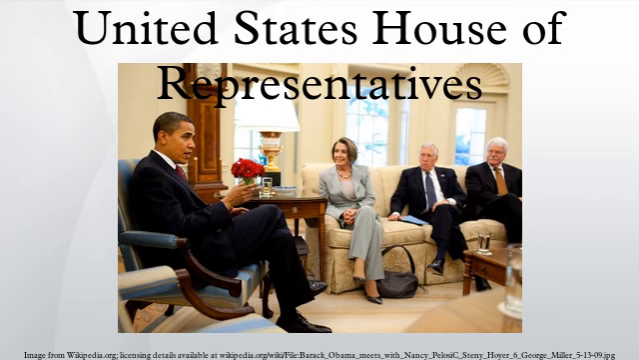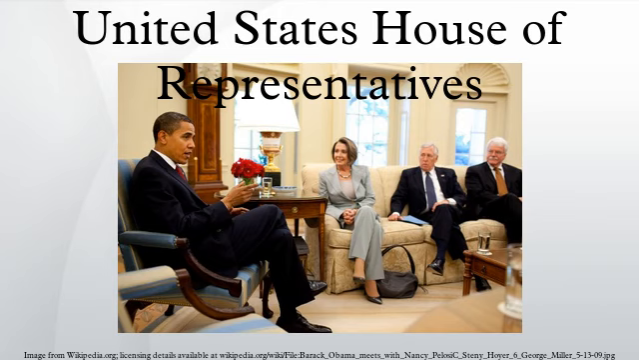Each U.S. state is represented in the House in proportion to its population as measured in the census, but every state is entitled to at least one representative. The most populous state, California, currently has 53 representatives. On the other end of the spectrum, there are 7 states with only one representative each. The total number of voting representatives is fixed by law at 435. Each representative serves for a 2-year term.